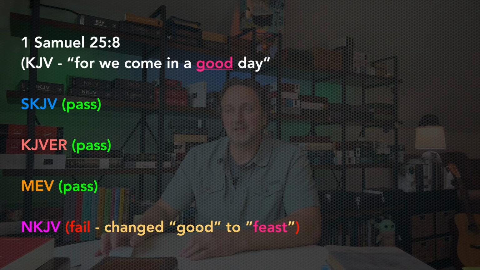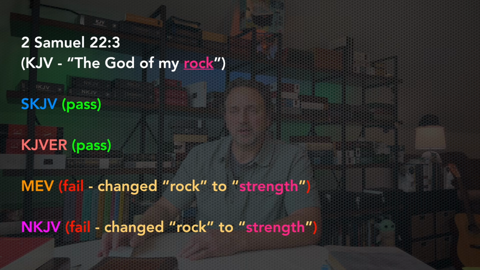1 Samuel 25, verse 8, KJV, for we come in a good day. So you can see here the SKJV, KJVER, MEV all pass. They all say good day. But the New King James says a feast day. So they assume that it was a feast. 2 Samuel 22, verse 3, the God of my rock is what the King James has. The SKJV pass, KJVER pass. MEV and the New King James both fail because they change rock to strength.